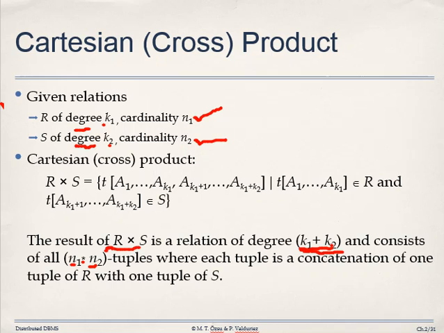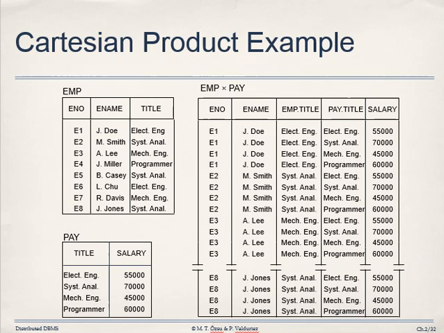So cardinality is with respect to the records or tuples. So for a Cartesian product we perform a multiplication on the records, where each tuple is a concatenation of one tuple of R with one tuple of S. Okay, so this is the basic working formula of the cross product or Cartesian product.